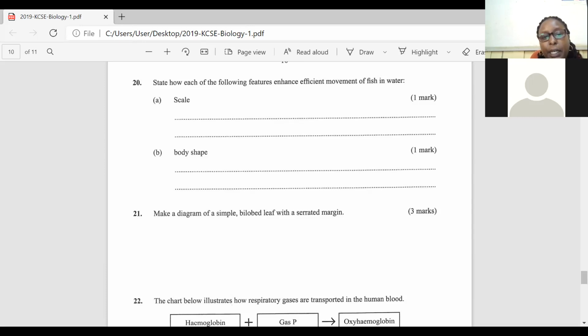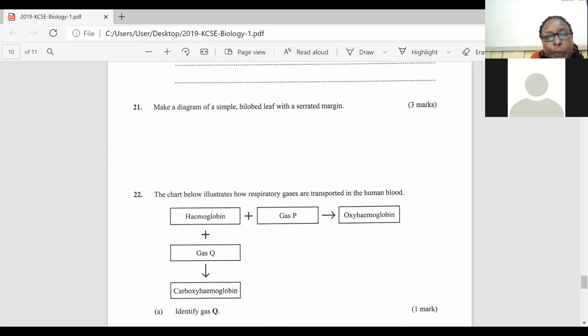Then its body shape could have talked about how it has a streamlined body. It could also talk about the head of the fish and how the shape helps in movement in water. Then we have question 21: make a diagram of a simple bilobed leaf with a serrated margin. This also tested if the student knows these characteristics, which we have in classification 1.